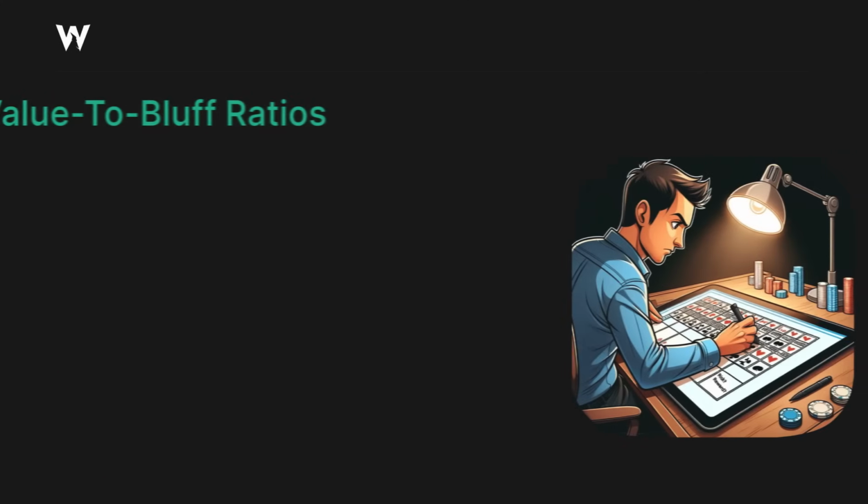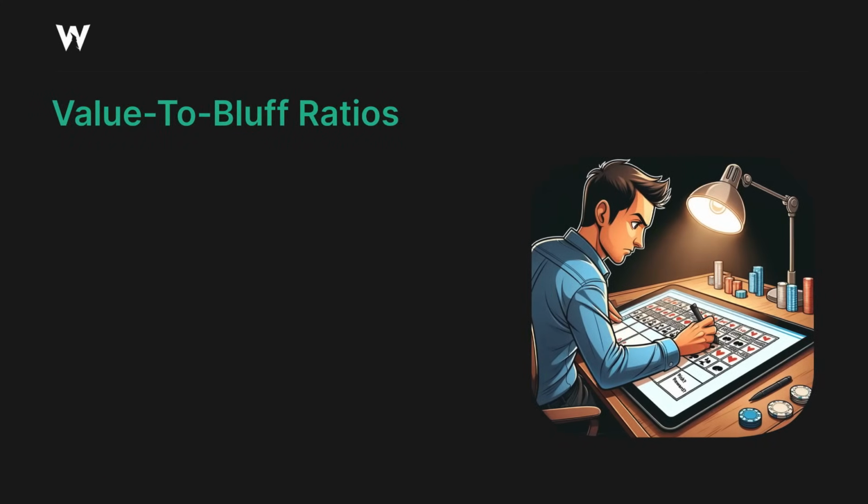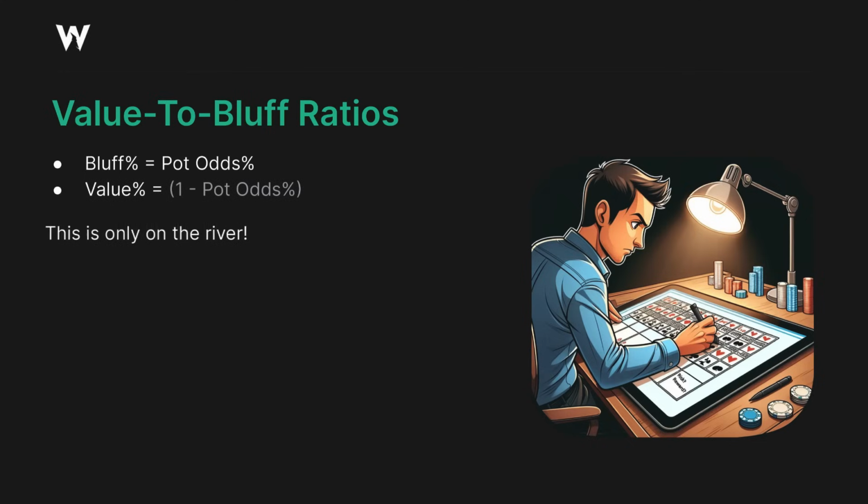So you understand pot odds, but do you understand value-to-bluff ratios? A very handy trick to know is that the bluffing percentage on the river, so how often someone should be bluffing, is just equal to the pot odds that they're laying. Similarly, the value percentage is just 1 minus this amount. Now keep in mind, this is only on the river. On flop and turn, value-to-bluff ratios kind of compound. I have a whole other video about that called Leverage. Go check that out if you want to learn how this stuff works on earlier streets.